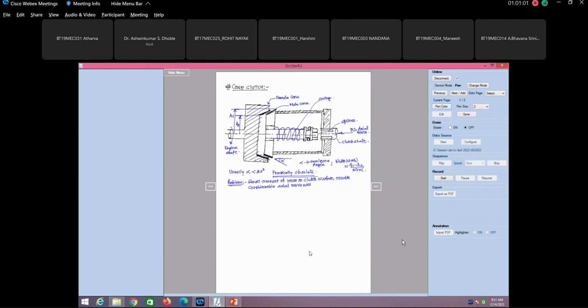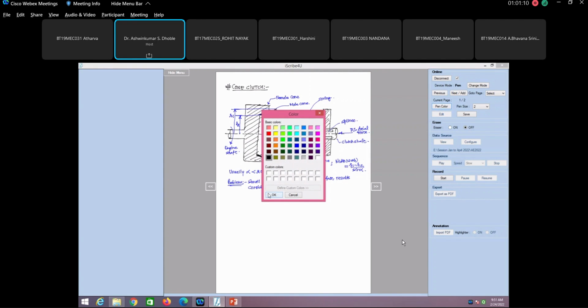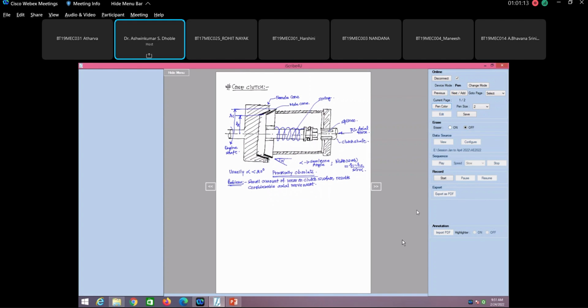So sir, this cone clutch is not used now. Just give me 2 minutes. I will write down the equation for torque transmission, so that in the next class we will be able to solve the problems. Have you studied the cone clutch in Theory of Machines?